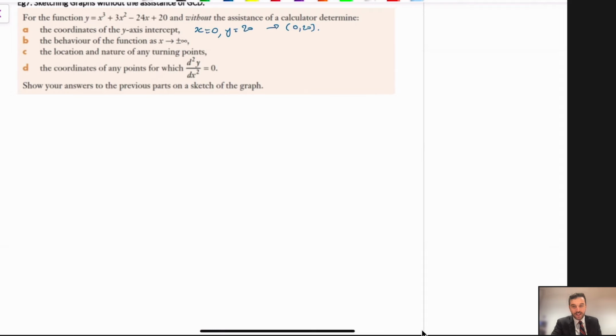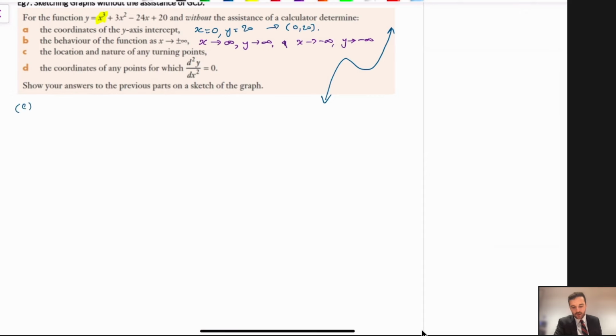The behavior of the function as x goes to positive infinity and negative infinity. So where is y tending to? Now we know that this function is a positive cubic, so we know it's going to look something like this. That x cubed term is going to dominate, and if we put in x as 1,000, x cubed is going to get very, very large. So we can say that as x approaches infinity, y approaches infinity, and because it's an odd function, as x approaches negative infinity, y is approaching negative infinity. Okay, so we've done that there.